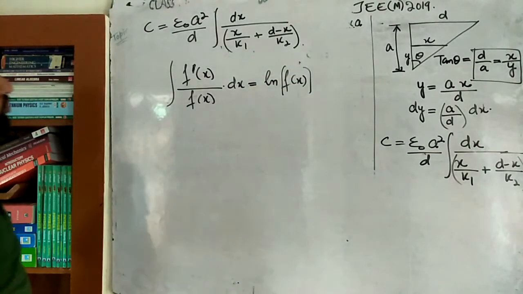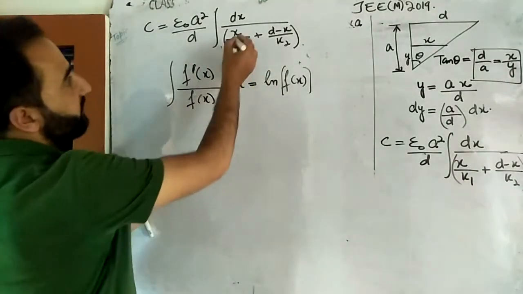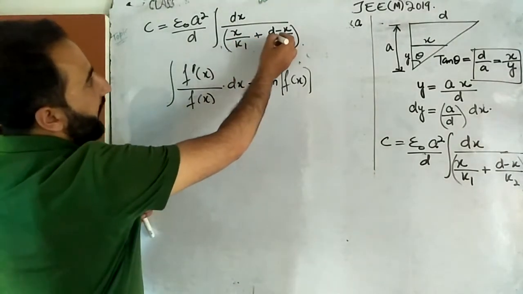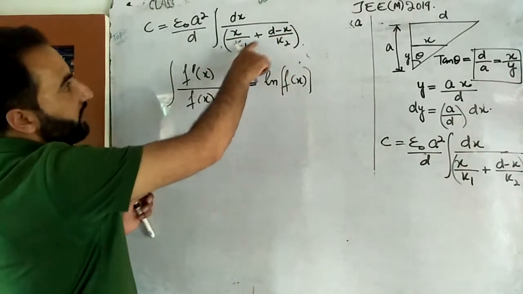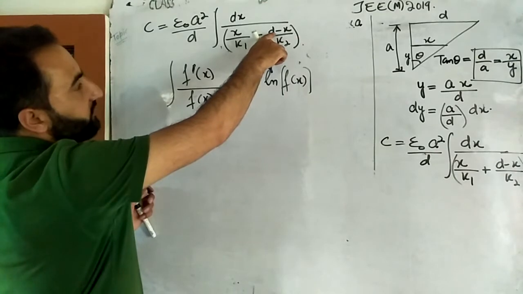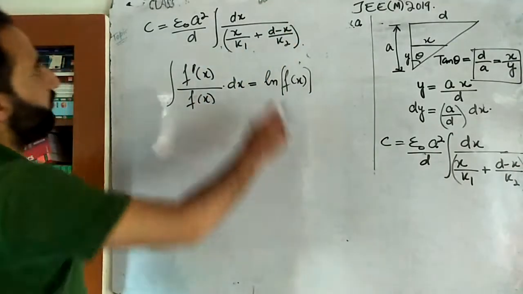So what I will do is this. Now here we have a function like this. If you calculate its differentiation, it will be 1 by k1 and minus 1 by k2. The differentiation of x is 1, so 1 by k1, and d is a constant, so its differentiation will be 0, and the differentiation of minus x is minus 1, so minus 1 by k2. So I will multiply and divide by that.